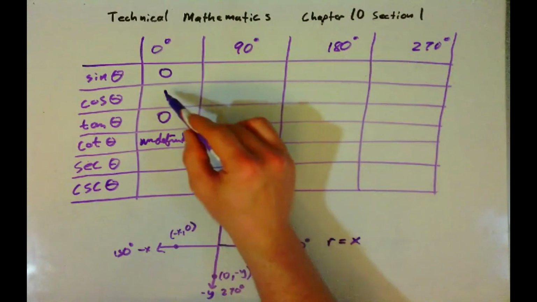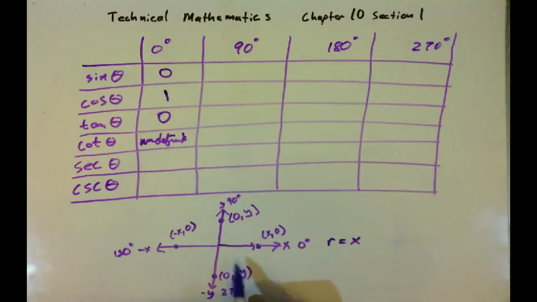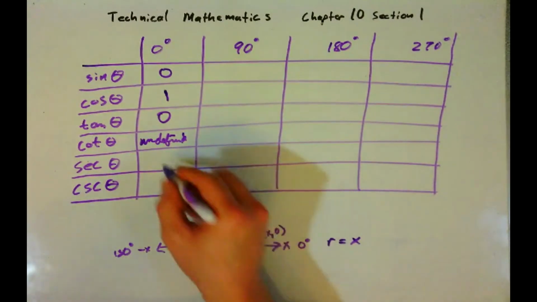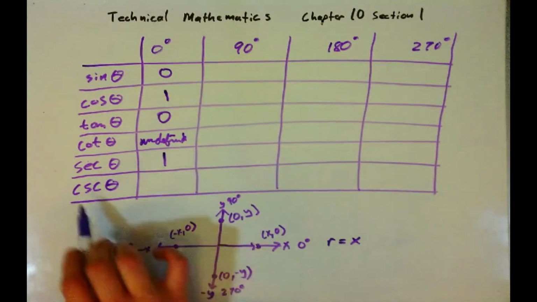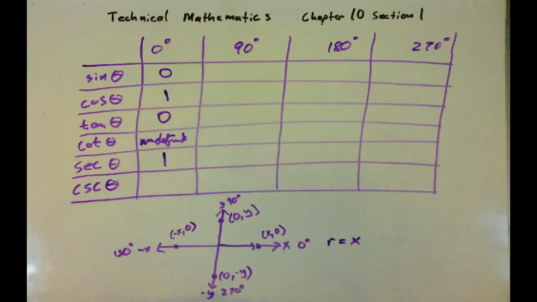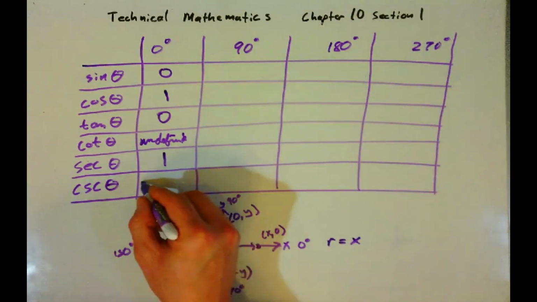The secant is the reciprocal of the cosine, and so the secant is going to be the hypotenuse divided by the x value, and again the hypotenuse and the x value are equal, and so when we divide them we will get 1. And the cosecant is the reciprocal of the sine, and so it's going to be the hypotenuse divided by the y value. The y value is 0, and again if we divide by 0 we're going to get undefined.